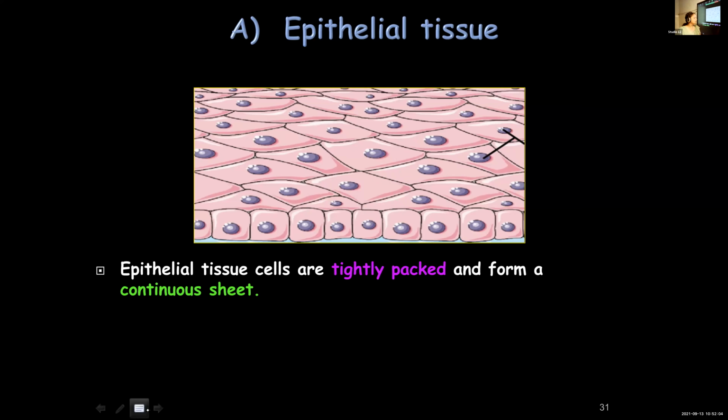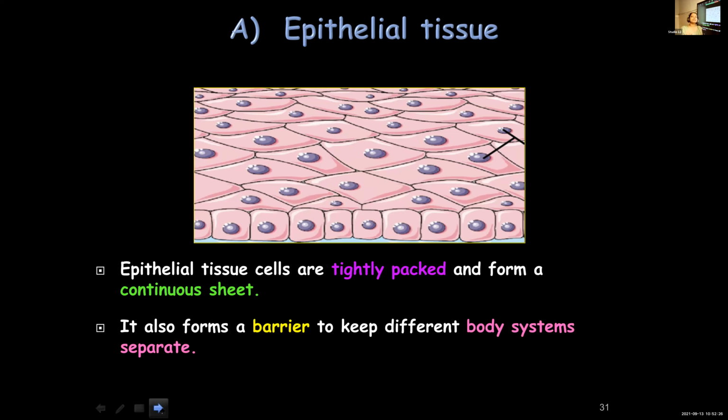Then we learned that in epithelial tissue, the cells are very tightly packed and they form a continuous sheet, no gaps in between. Only then can they provide protection. If there is so much gap or space in between, they cannot provide protection. So in order to provide maximum protection, they are very tightly packed, forming a continuous sheet.